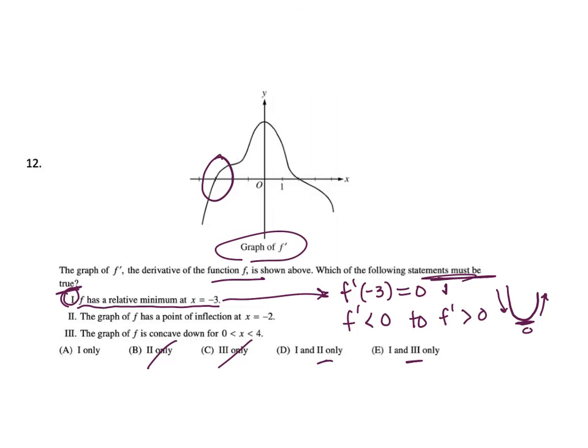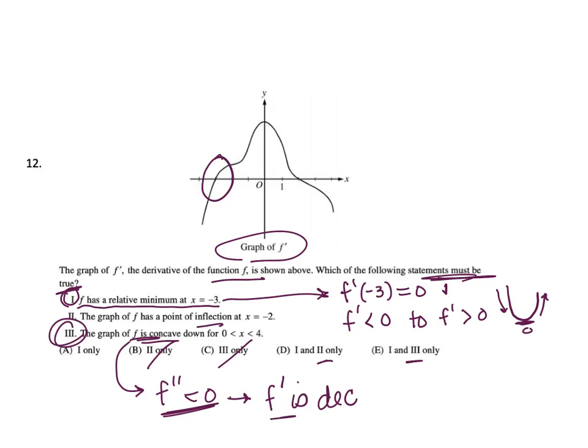And so let's look. Either way we want to do this. We can either talk about a point of inflection or concavity. I would pick concavity just because if f is concave down, that means the second derivative would be less than 0. Well, if the second derivative is negative, then that's going to imply that my first derivative is decreasing. It is decreasing because the second derivative talks about the slopes of the first derivative. So let's see, from 0 to 4, is my function decreasing?